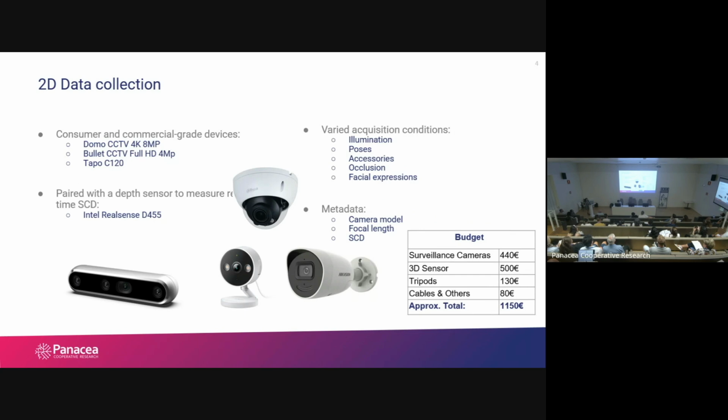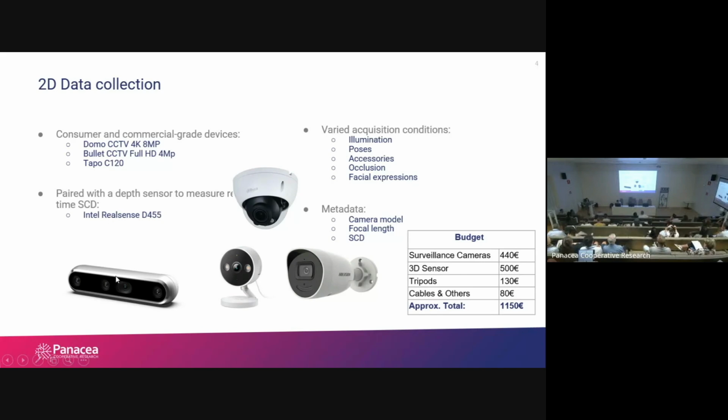For the first part, it's the 2D data collection, and we are using different consumer and commercial grade devices. So for example, you can see here the Domo camera, the Bullet, and the Tapo. These cameras are supposed to represent specific scenarios, such as, for example, the cameras that you find at the ATMs or cameras that you can find in malls or stores. And the three of them are paired with a depth sensor that measures the real-time subject to camera distance. The sensor is the one that you can see here.